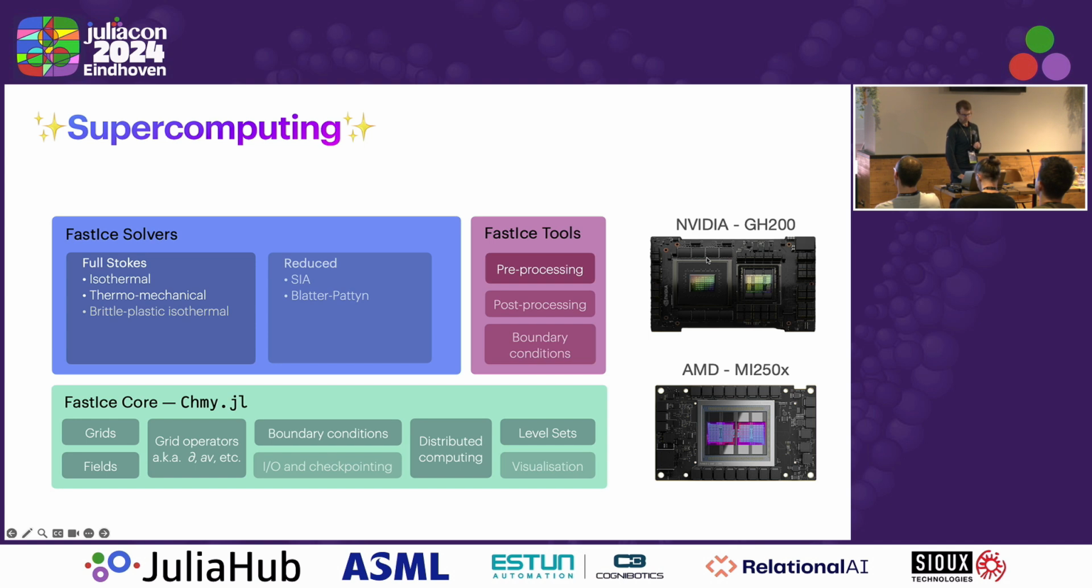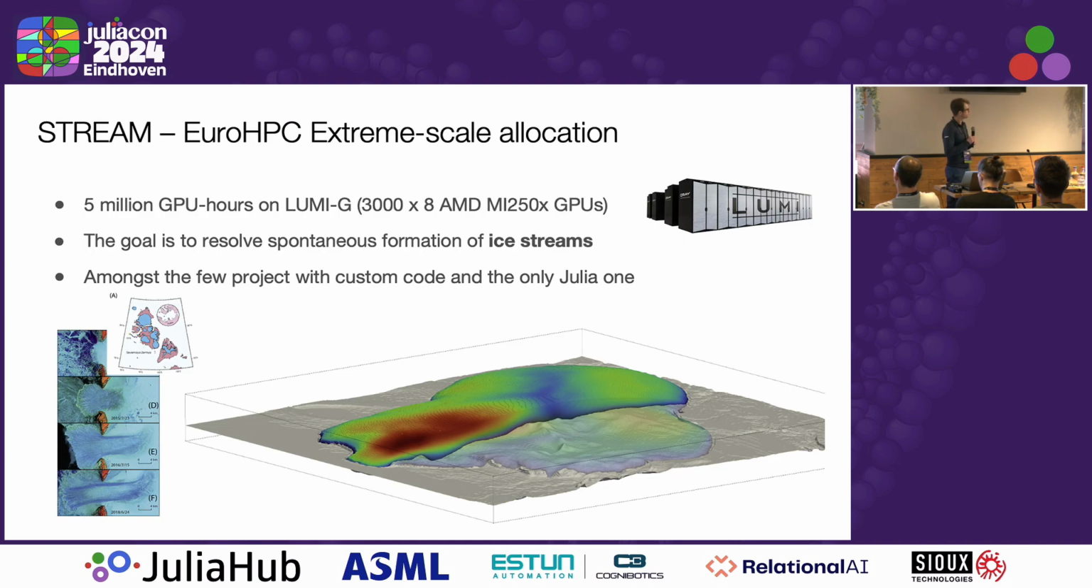But the main idea is really that we need to target GPUs of the latest generations. For example, the latest Grace Hopper from NVIDIA, or what we now have allocation on, AMD MI250s, which are among the latest available AMD GPUs. And this is one project that we're currently in the final phase of, called STREAM, where we got one of the few extreme scale allocations, the largest allocation on a European supercomputer, which is LUMI. It has about 3,000 nodes, and each of these nodes has 8 MI250X GPUs. We got awarded 5 million GPU hours to make different types of simulations, including large runs.